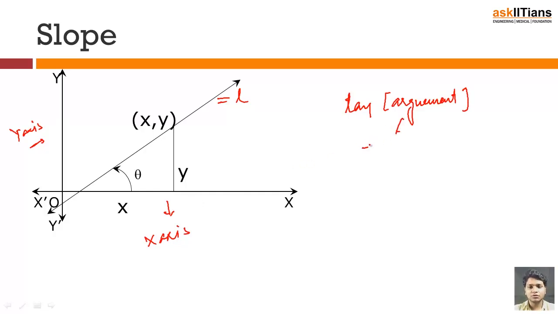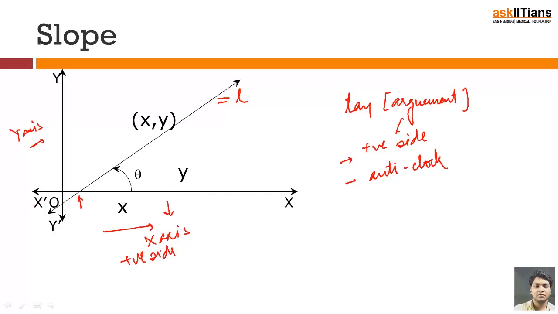Argument is always measured from the positive side of the x-axis and in the anti-clockwise sense. So this term includes two different subterms, so we will have to understand its meaning. Suppose you are considering this point where the line is intersecting the axis. The points which lie on the right of this will constitute the positive side of the x-axis, and with respect to this point, the points which lie on the left of this will constitute the negative side.